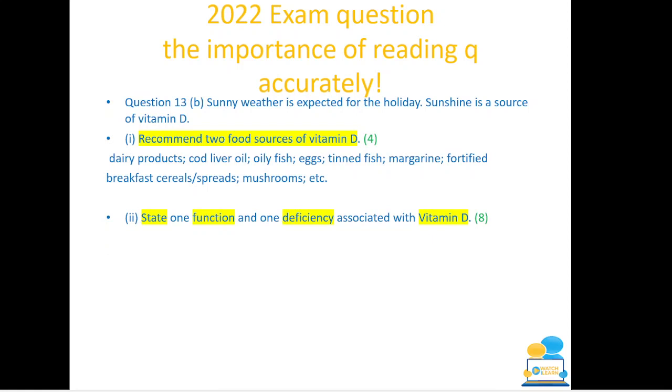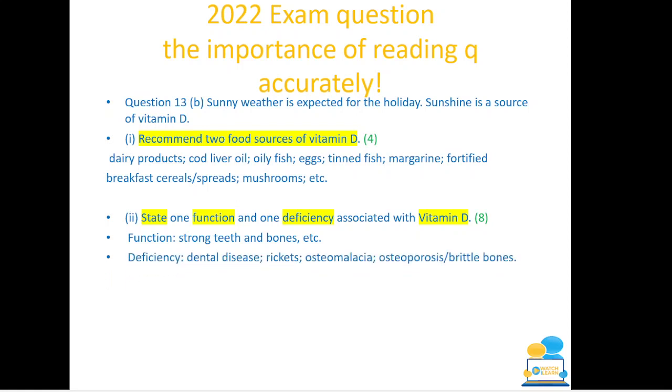Next one, state a function and deficiency. Okay, so it's just going to be short and sweet, and there's 2 parts to the question because there's an "and". So function, you could say strong bones and teeth. Deficiency, you could say osteoporosis, which is when you have brittle bones, or any one of the others there.